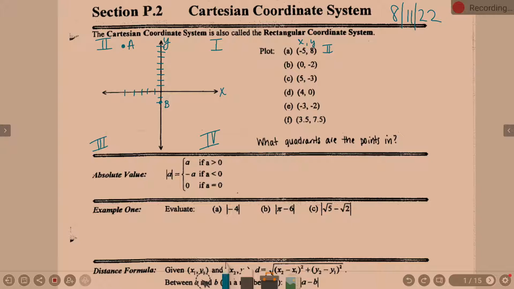Is the y-axis a quadrant? Technically, no. It is on the y-axis. In terms of what quadrant it's in, it's not in a quadrant. So you can just say none. You can also say the fact that it's on the y-axis. Both are true.